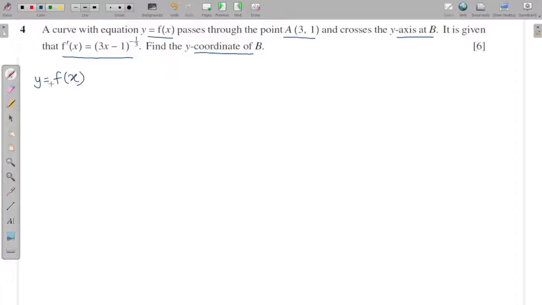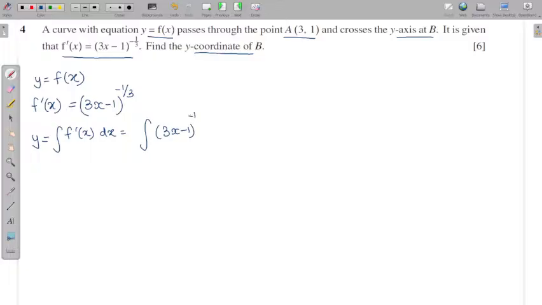So the equation is y equal to f of x, and the first derivative f prime x is equal to (3x minus 1) to the power of minus 1 by 3. From here, if we want to find out the equation of the curve from the derivative, what do we do? We integrate the expression of dy by dx. So we can write that y is equal to integral f prime x dx. So integral (3x minus 1) to the power of minus 1 by 3 dx.